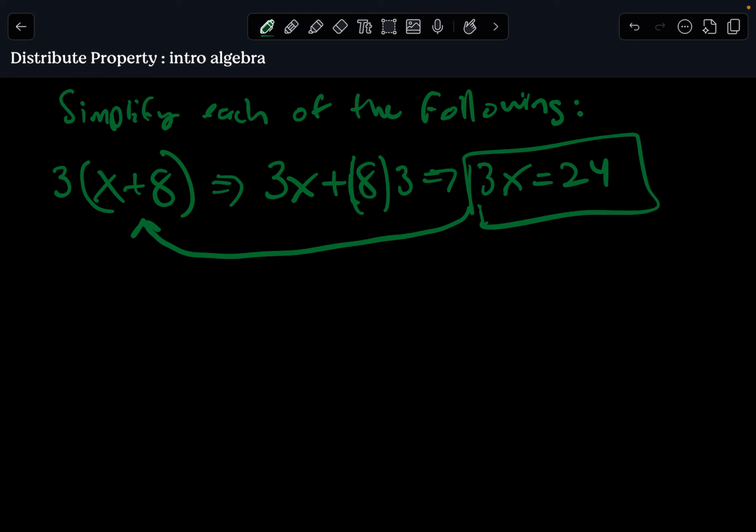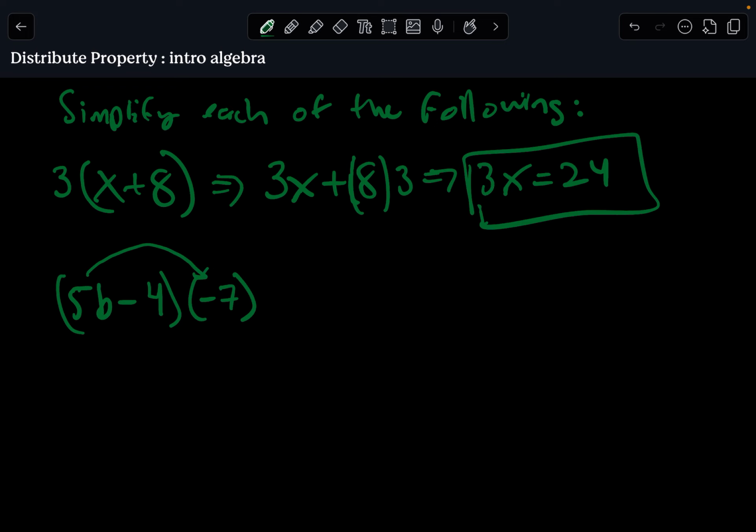Let's try the problem 5b minus 4 times negative 7. Okay, so we can start by multiplying this 5b times this. So we can do 5b times negative 7. That's the first one right here.